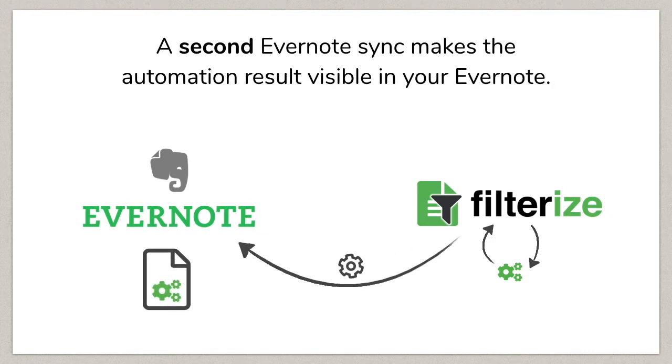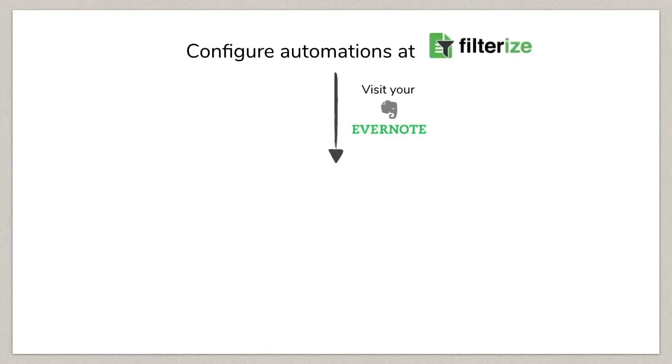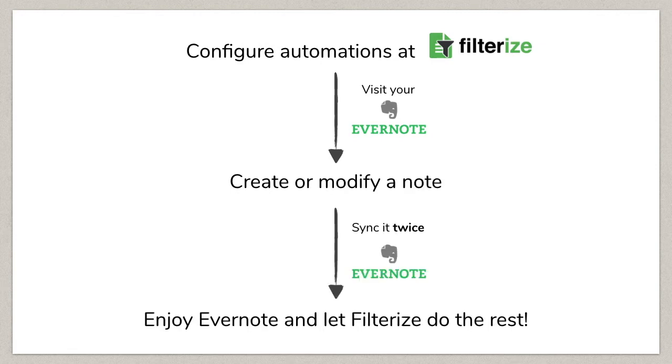This means you have to set up and enable automations in Filterize, and from that moment they will be applied to any new or modified note within 2 Evernote synchronizations. So everything happens in the background after you set up the automations, but only for new or modified notes.